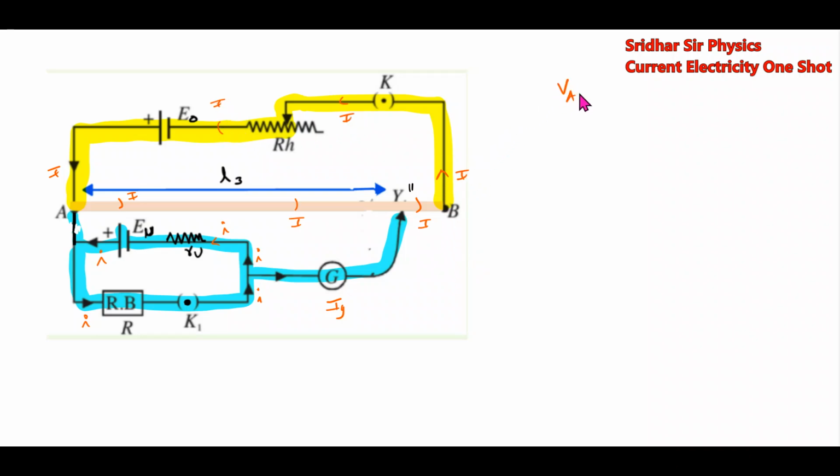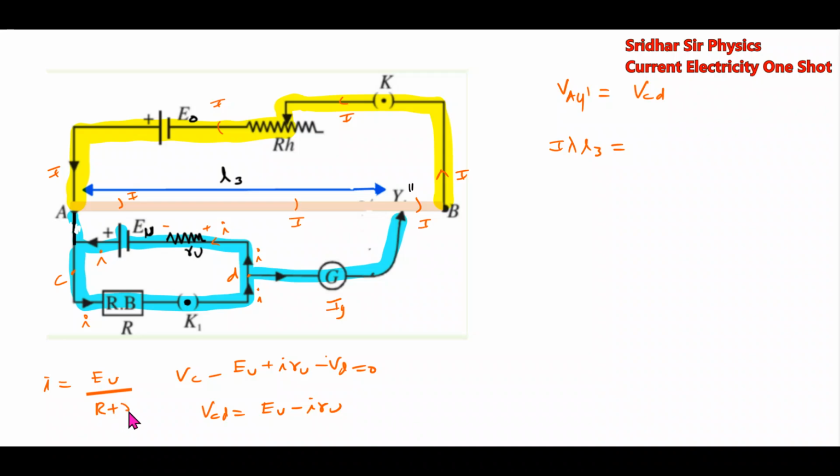So now V across AY dash is equal to V across CD. VAY dash equals I lambda L3. What is VCD? VCD equals EU minus I RU. What is I equal to? I equals EU by R plus RU.